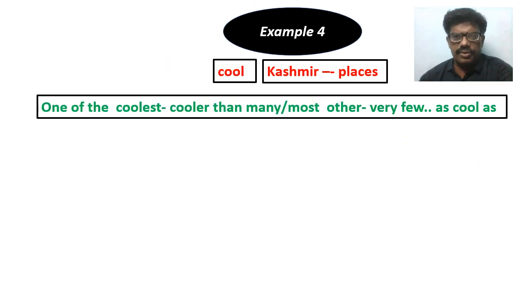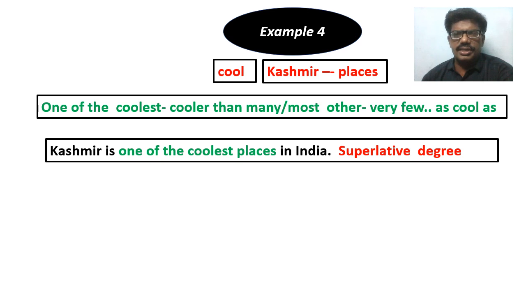Now example 4. Here the adjective cool is used to compare more than two units, Kashmir and other places. Here we use the expressions such as one of the coolest for superlative degree, cooler than many other or most other for comparative degree, very few as cool as for positive degree. Look at the structures of type 2.